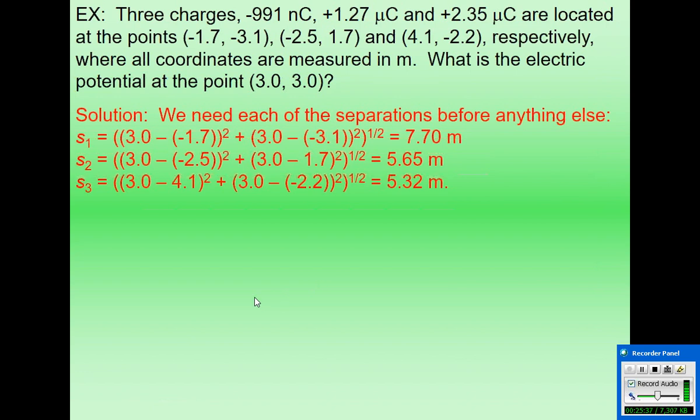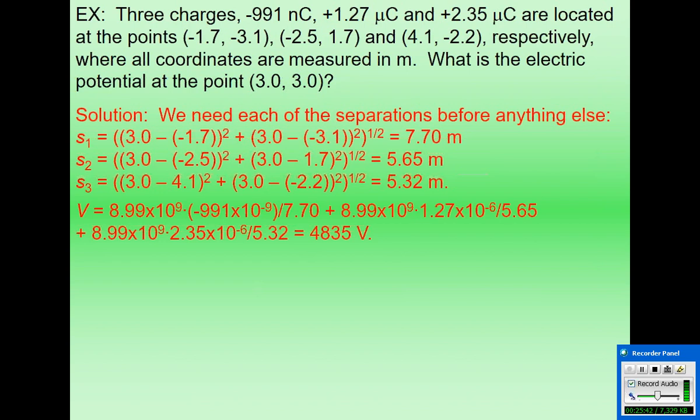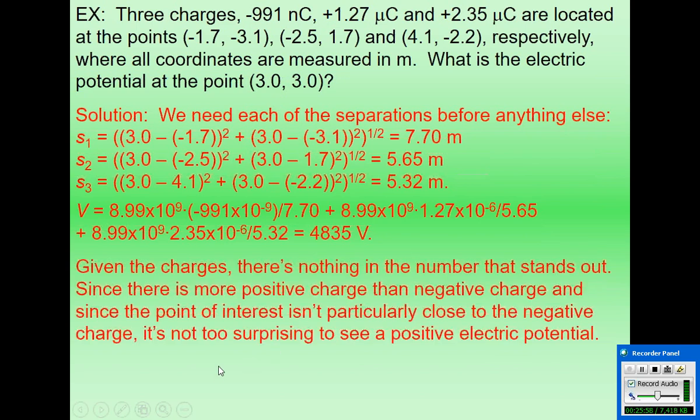So now we know the S's, we're given the Q's, we can solve for the electric potential. The electric potential is equal to K times Q1 over S1 plus K times Q2 over S2 plus K times Q3 over S3, and we calculate the electric potential at this point to be 4,835 volts. Again, a perfectly ordinary value for voltage. Even if it sounds high for everyday life, it's actually pretty ordinary in electricity in general.